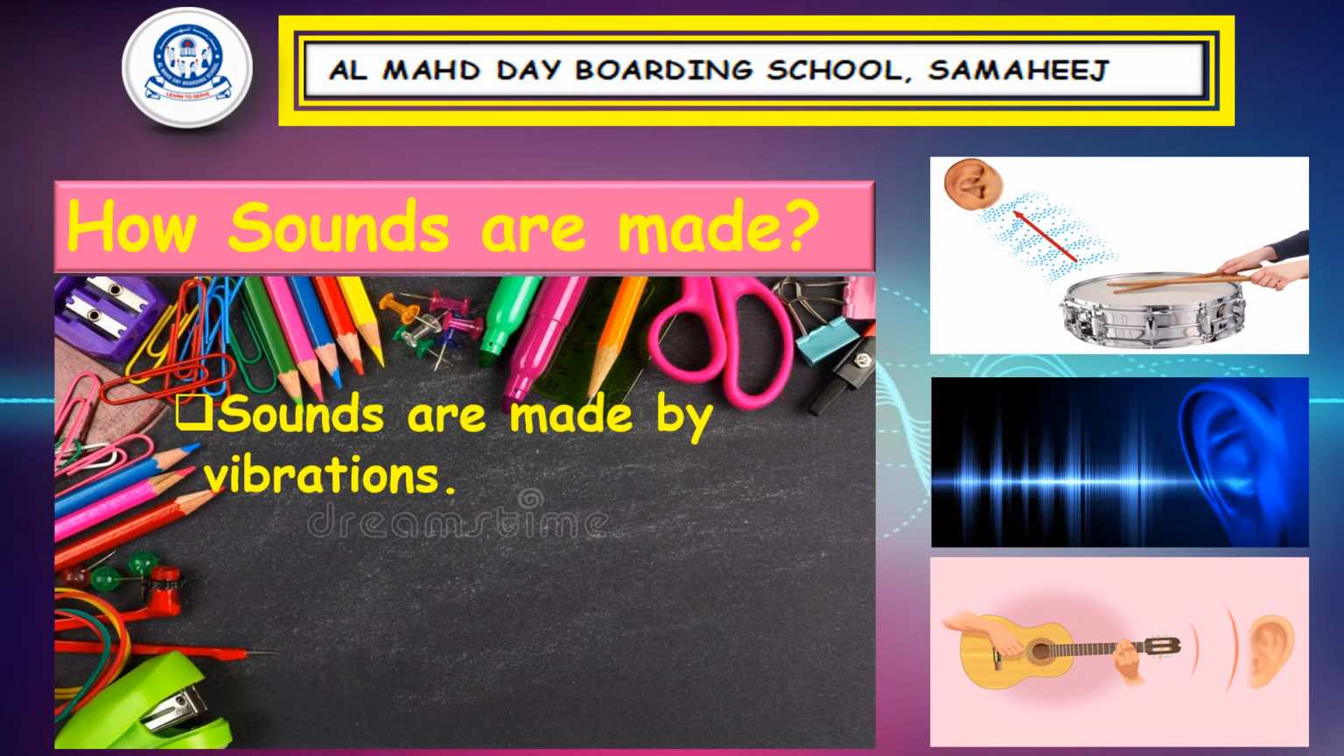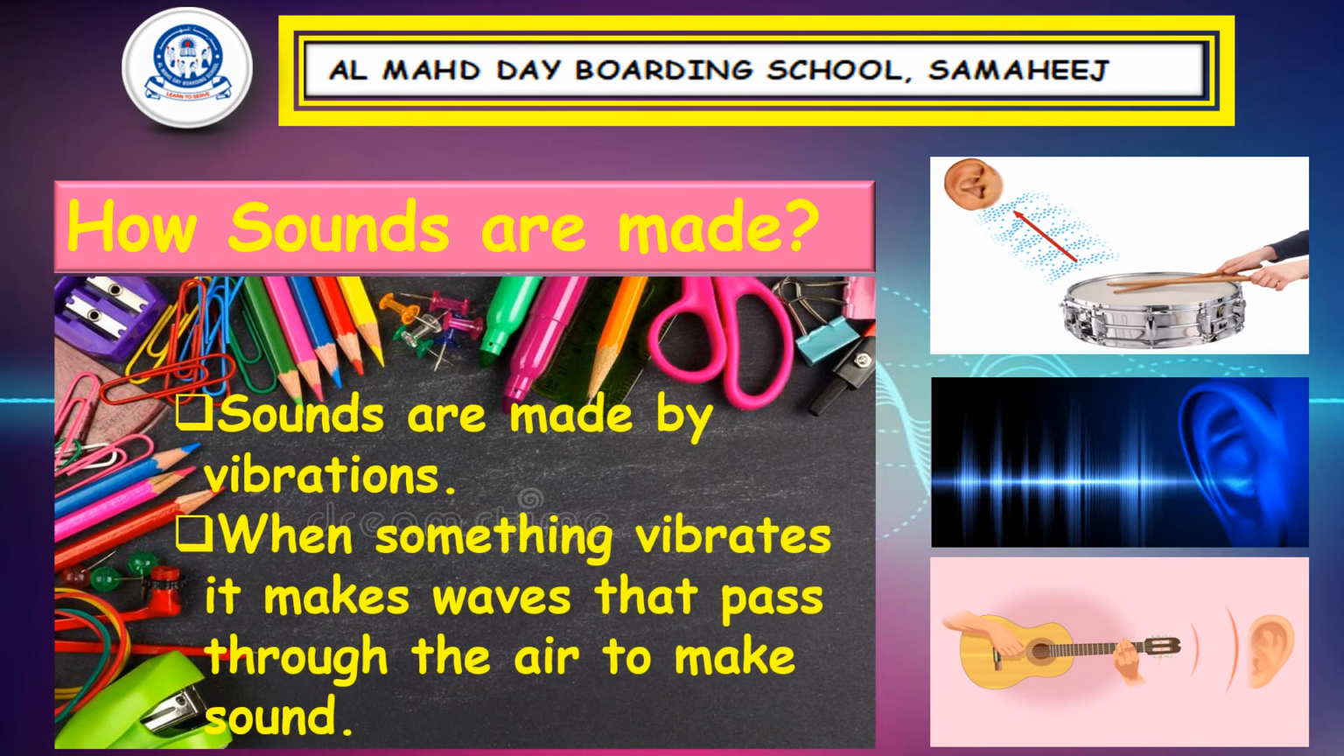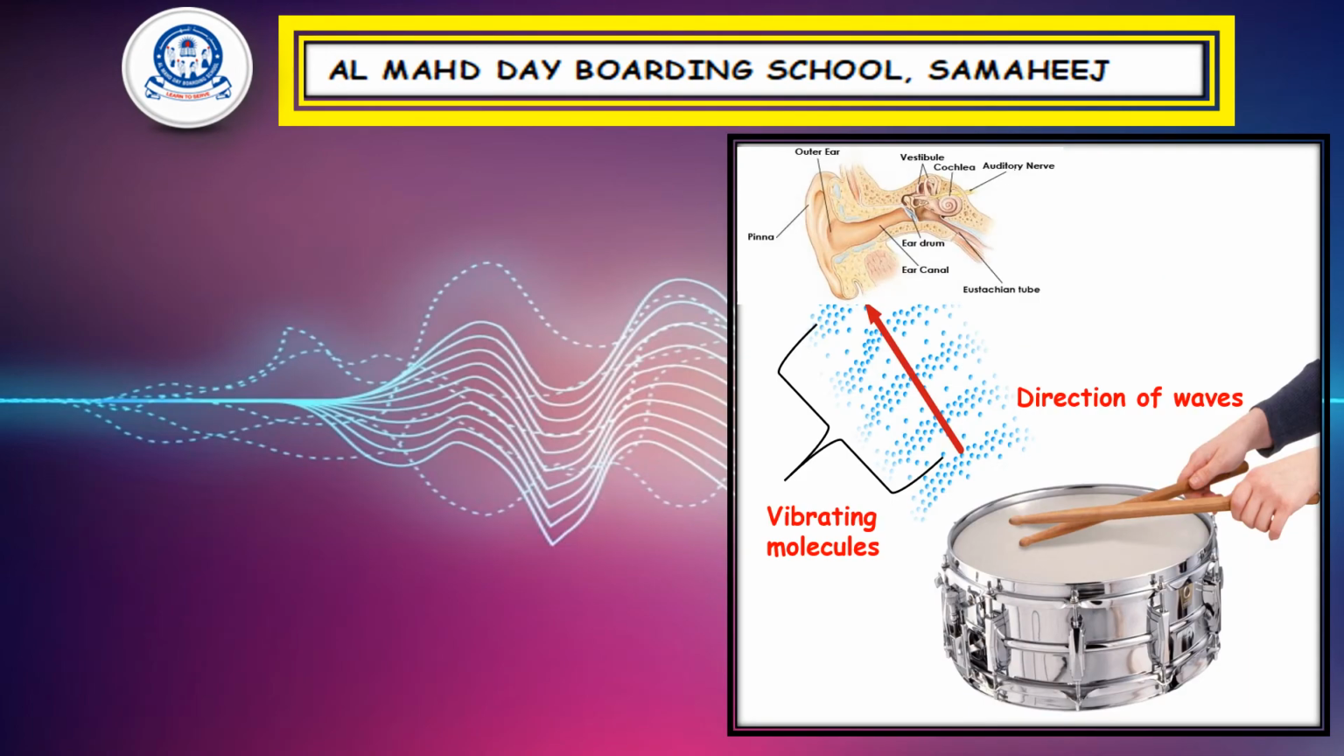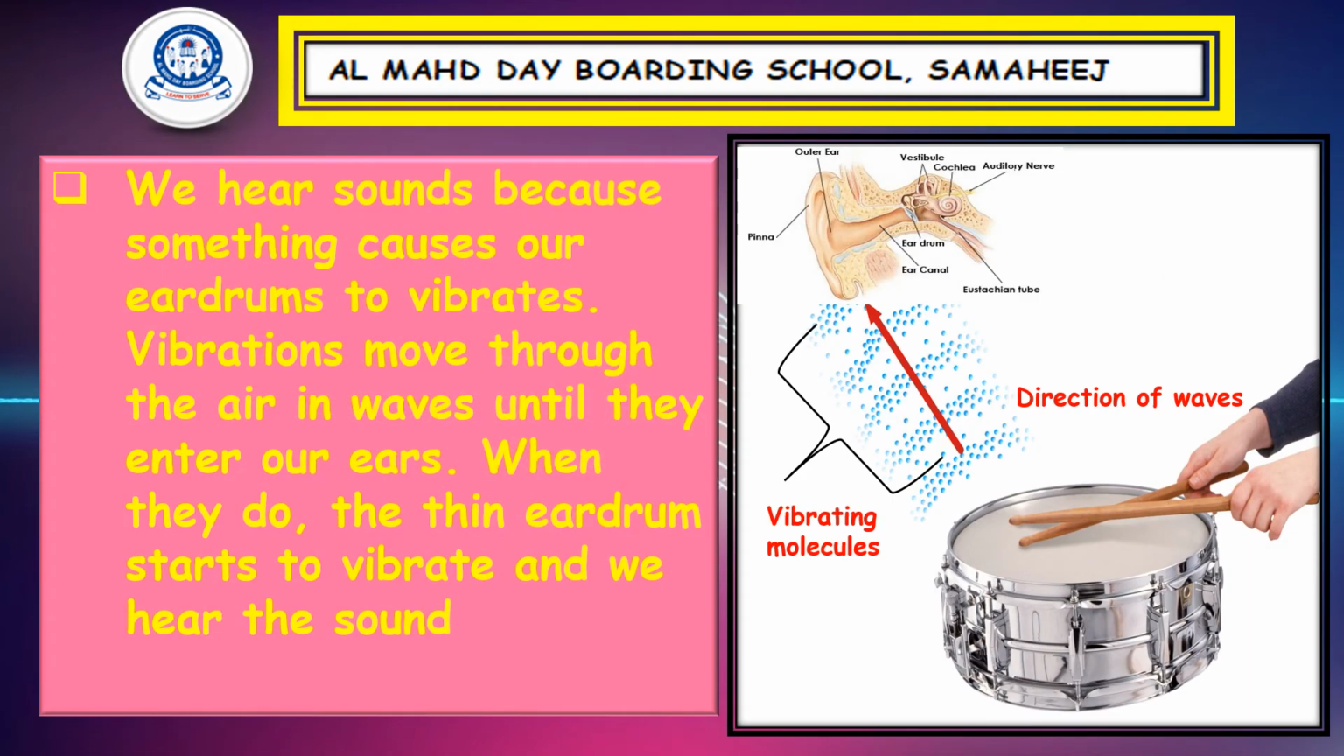Sounds are made by vibrations. When something vibrates, it makes waves that pass through the air to make sound. We hear sounds because something causes our eardrums to vibrate. The eardrum separates the outer ear from the middle ear. It transfers sound to the middle ear by vibrating. Vibrations move through the air in waves until they enter our ears. When they do, the thin eardrum starts to vibrate and we hear the sound.